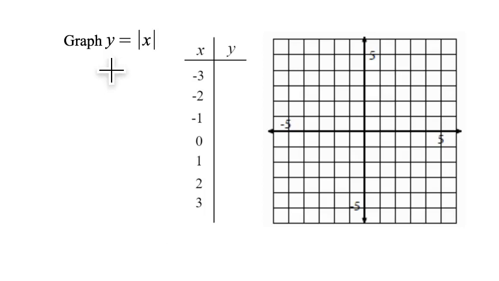Let's take a moment to make the parent graph of the absolute value functions. We'll start by filling out this table for the equation y equals the absolute value of x. Well, the absolute value of negative 3 is positive 3. The absolute value of negative 2 is positive 2, and so on. Notice we're not always switching the sign. Positive numbers stay positive when we're working with absolute value. Let's put these points on our graph. And we end up with a V-shaped graph.